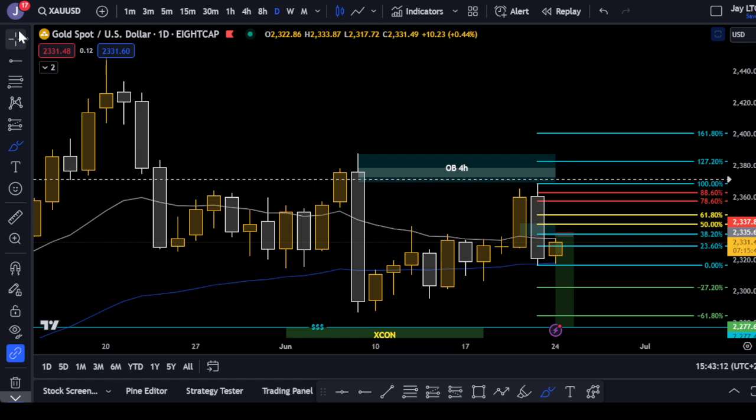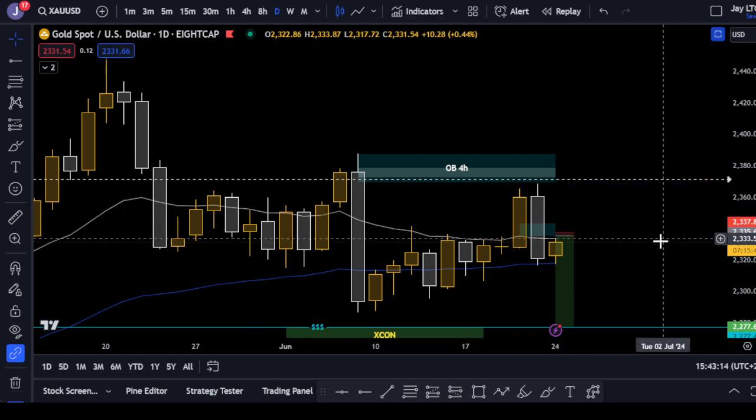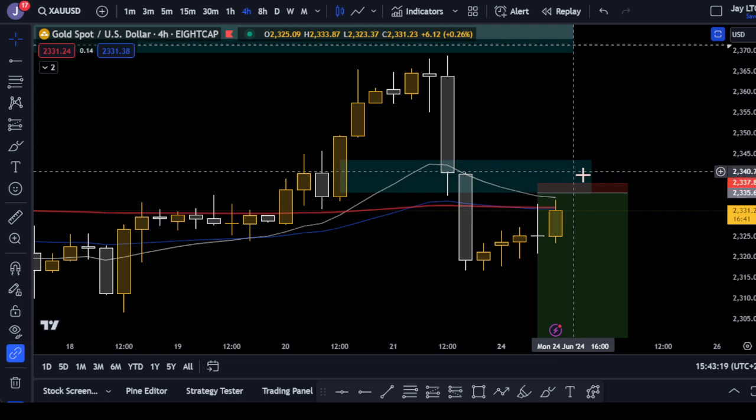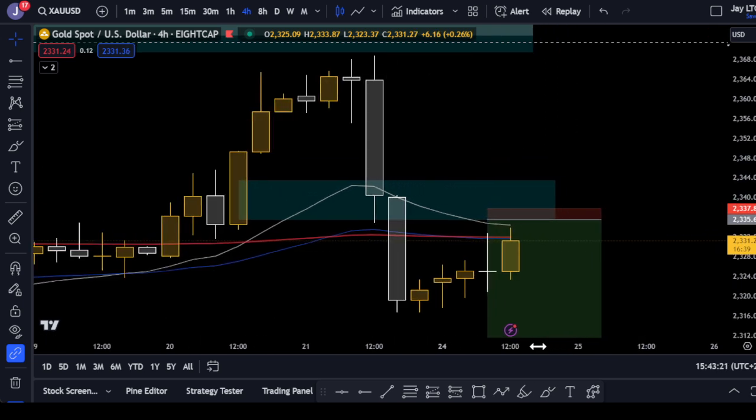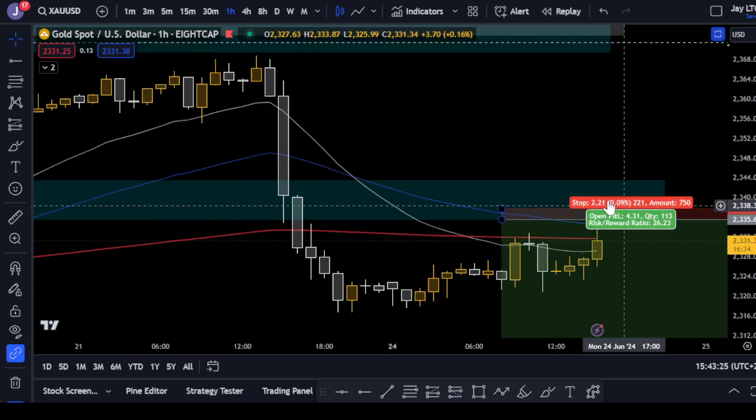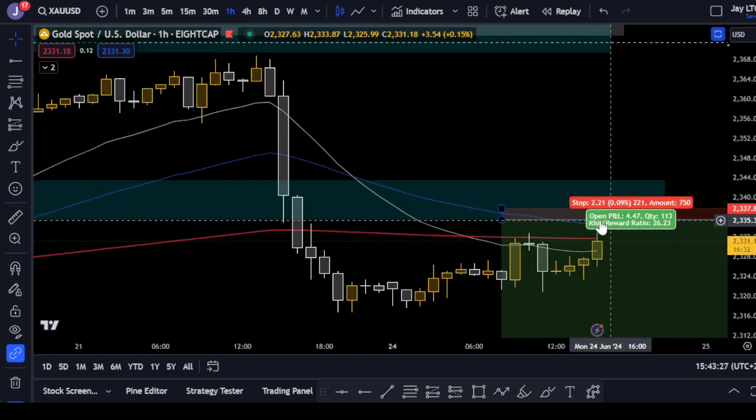Before that, I wanted to see market tap into this order block up here. Market tapped into it, but not as far in as I wanted to, all right? So it rejected just below it.